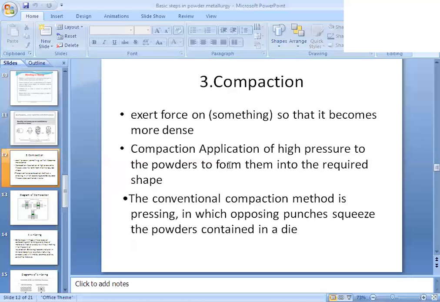I think it's not difficult to understand, because we did compaction as well as mixing and powder forming, everything, in the foundry lab. It's a very simple concept. I hope everyone understands this. I'll read what I have prepared on the slide, in the simplest way to understand. Not many difficult words, and I'm not using long sentences.